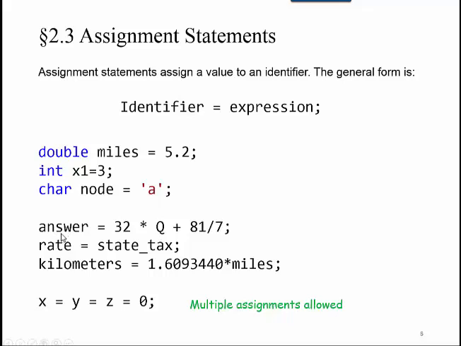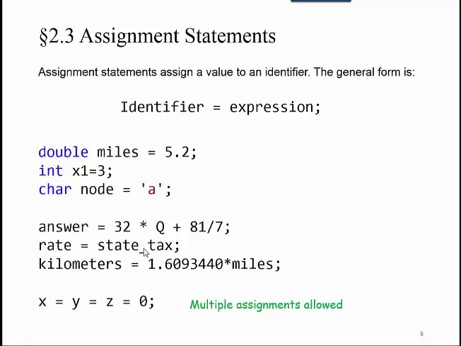So an identifier, here's another one called answer, can also be assigned to an expression, like a math expression. So here I have an answer, and it's assigned to this expression. An identifier can be assigned to another identifier. So, for example, rate can be assigned whatever the value of state tax is. So state tax has some value assigned to it somewhere. I'm calling it by its name, by its identifier, and rate will be assigned to the value of state tax, whatever is associated with state tax.